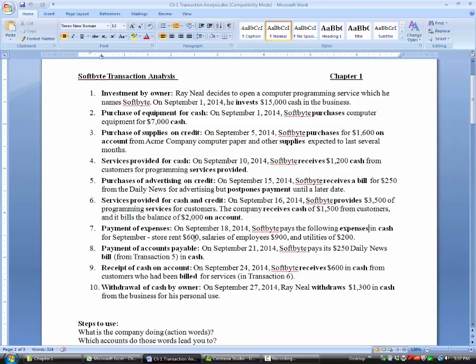So they pay for store rent, $600. Not sure where they're renting. It can't be New York if the rent is so low, right?